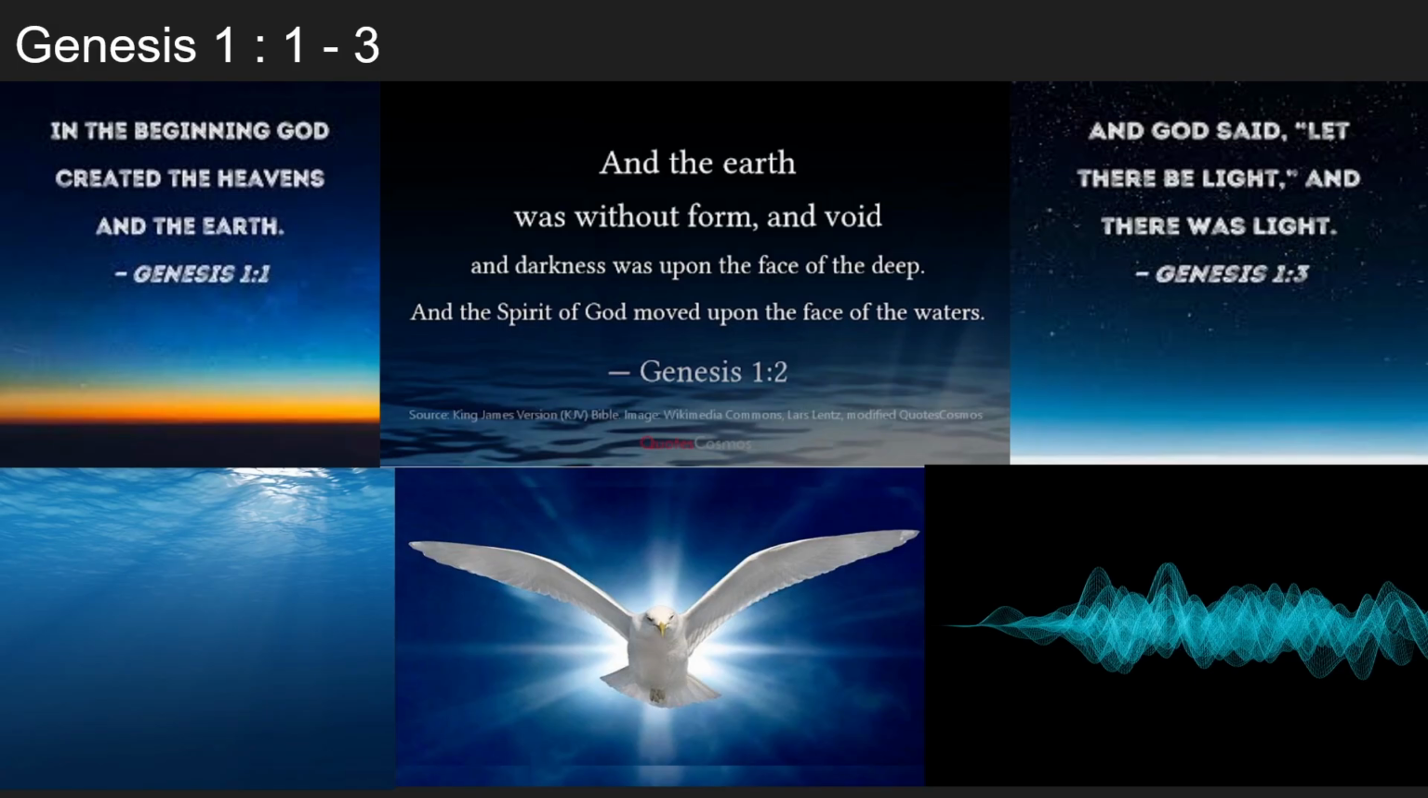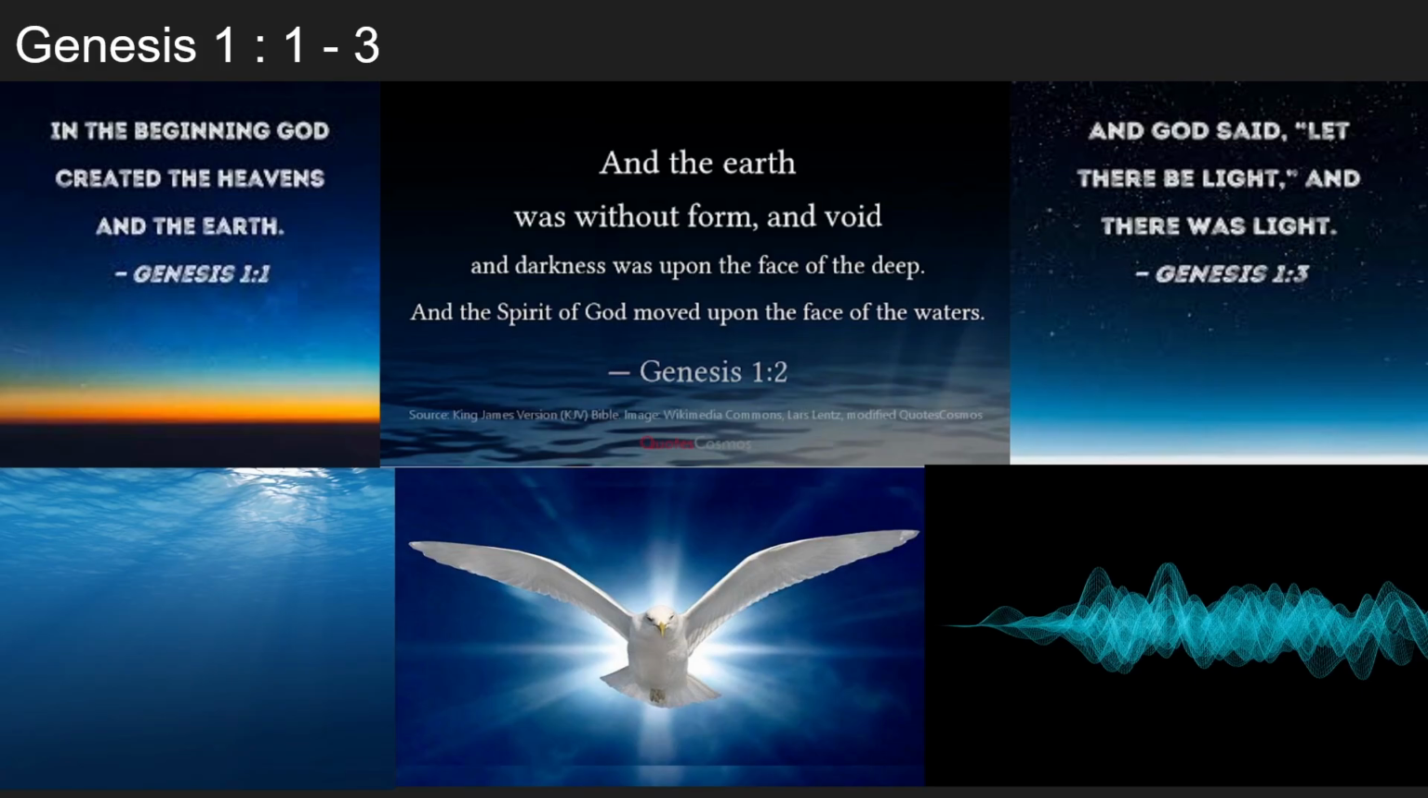And the earth was without form and void, and the darkness was over the face of the deep. And the Spirit of God moved over the face of the waters. The waters are the limitless potential of each universe. God, the Spirit, moves over the face of the waters to map out the potential of the universe.